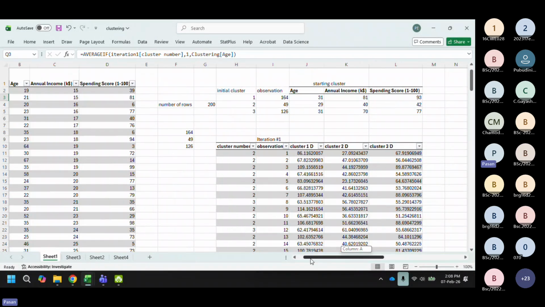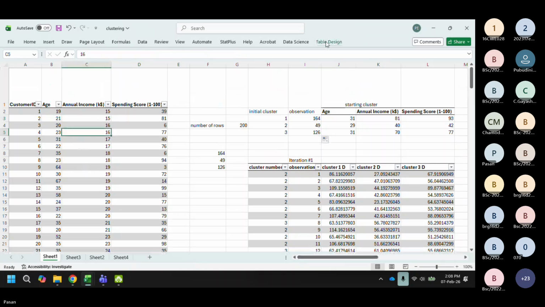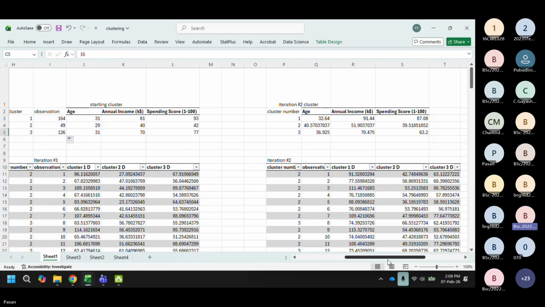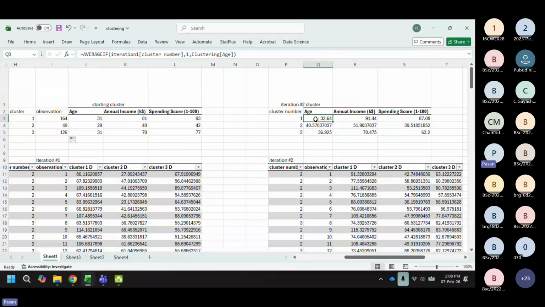So I can go with the average in iteration one. And then my table as the clustering table, right? So that's my table name. So averaging for the three values there, right? So then you can see this is 31 and then 32, 29 and 40 and then 31, 36, right? So you can see that some change is there.